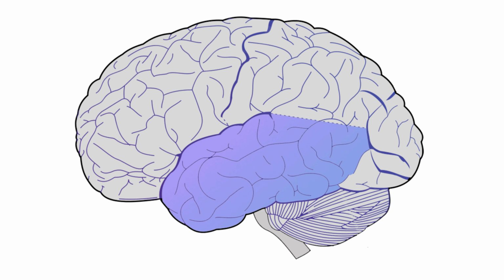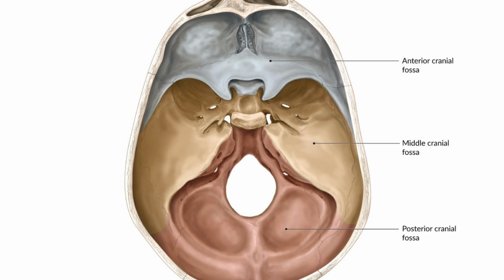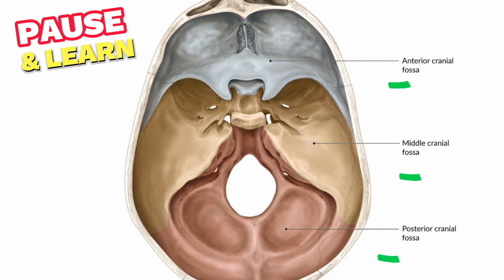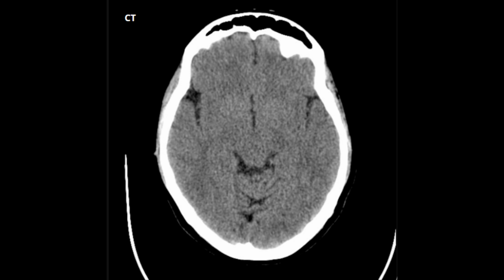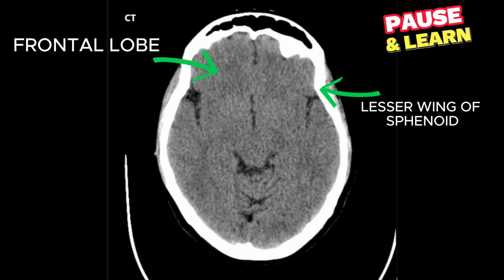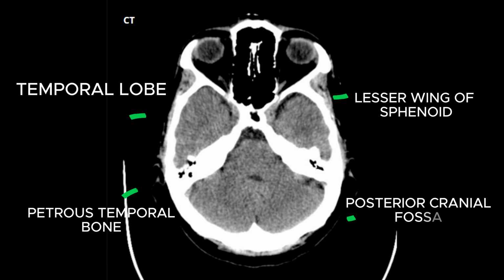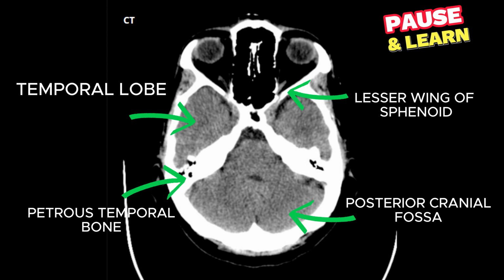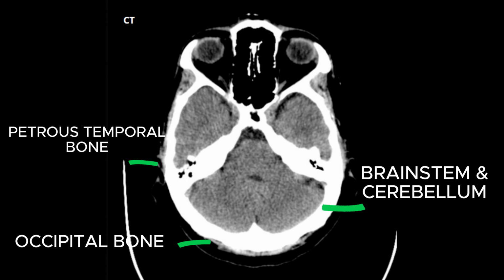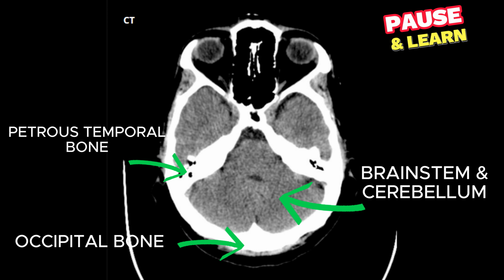Before we start learning about the lobes, let's talk about skull base anatomy. We all know that skull base contains anterior, middle, and posterior cranial fossa respectively. Frontal lobes lie in the anterior cranial fossa, which is separated from the middle cranial fossa by the lesser wing of sphenoid. Temporal lobe is present in the middle cranial fossa, which is separated from the posterior cranial fossa by the petrous part of temporal bone. And posterior fossa contains brainstem and cerebellum. This fossa is bounded anteriorly by petrous temporal bone and posteriorly by the occipital.